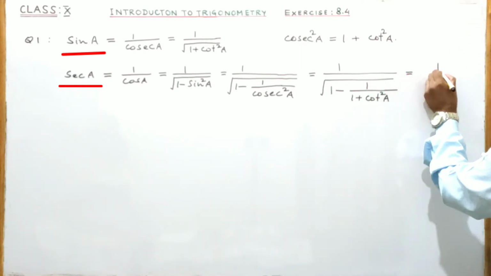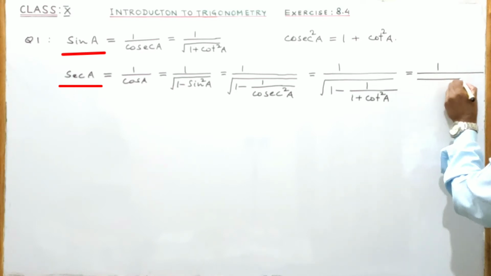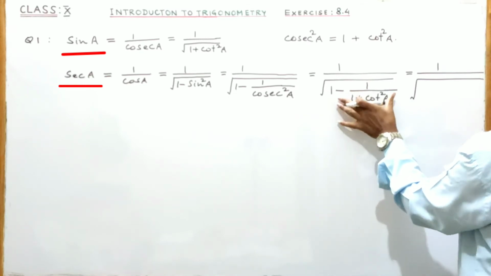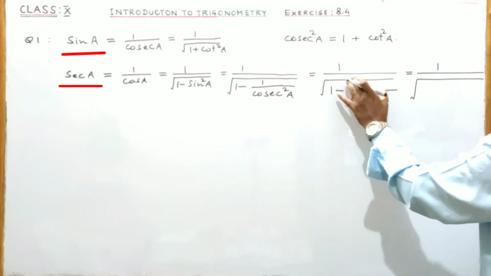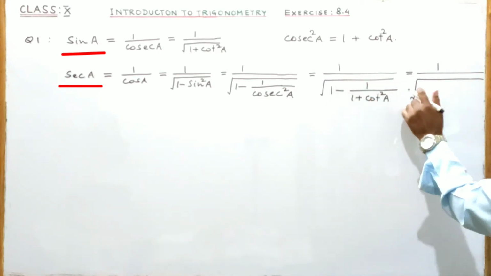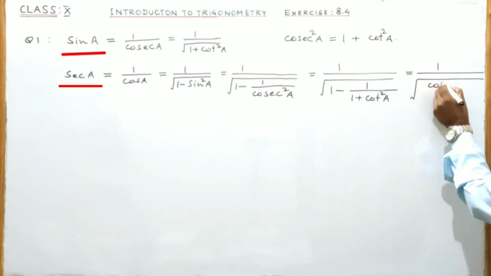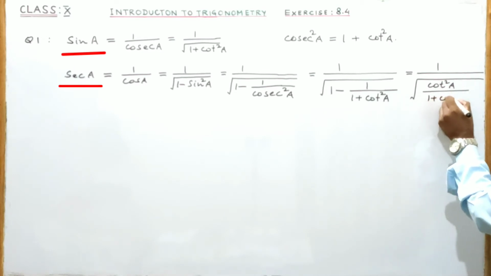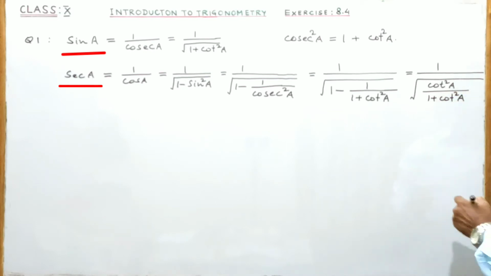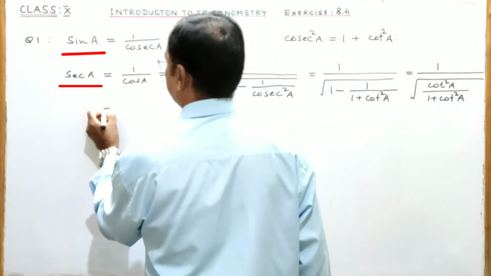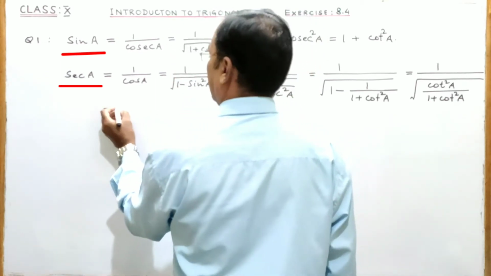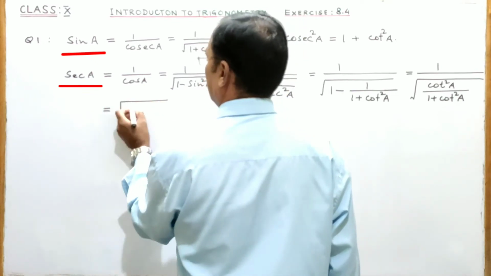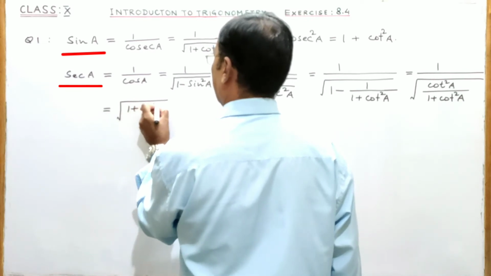This is equal to 1 by under root 1 minus 1 by 1 plus cot square A. If you simplify this expression inside the square root sign, you will find cot square A by 1 plus cot square A. This further you can write as under root 1 plus cot square A upon cot square A.